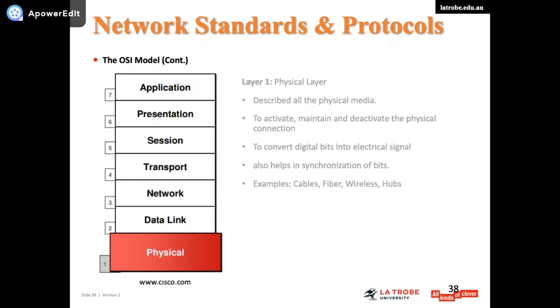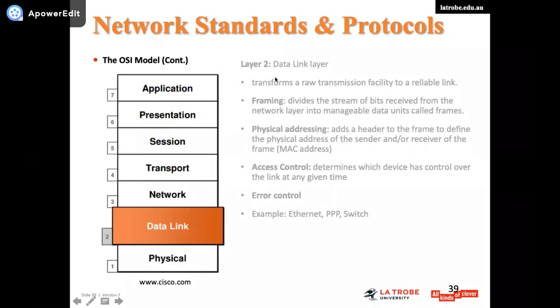The second layer is called the data link layer. Some people call it the MAC layer, but that's not that accurate. Data link layer is the more formal name for the second layer. On this layer, it transfers a raw transmission facility to a reliable link.